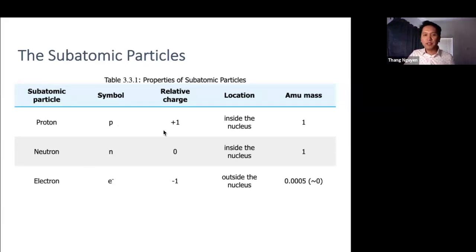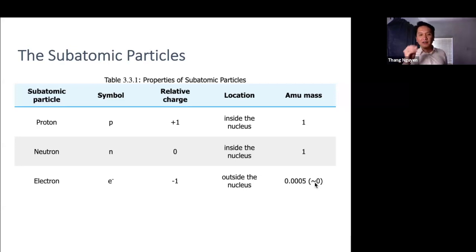Proton, with a symbol of P, like I said, has a positive 1 charge. They live inside the nucleus and have a mass in a unit called atomic mass unit, AMU, of 1, the same as the neutron, except the neutron doesn't have a charge. Opposite of that, the electron is negatively charged and has such a small mass that we say it's basically 0.